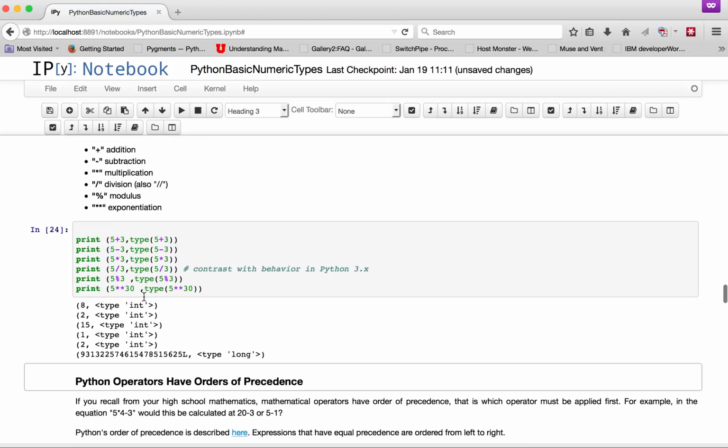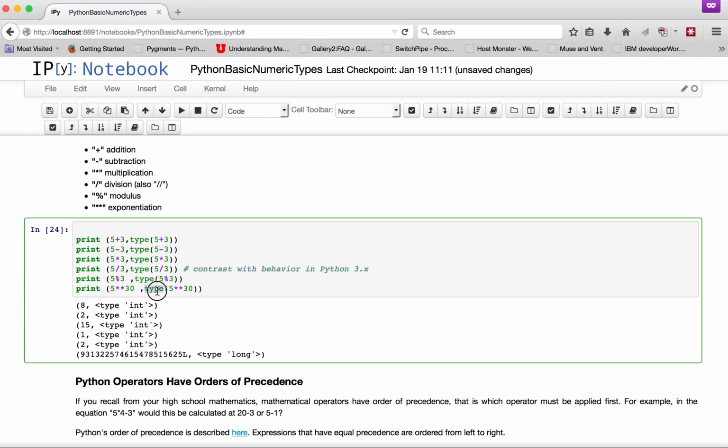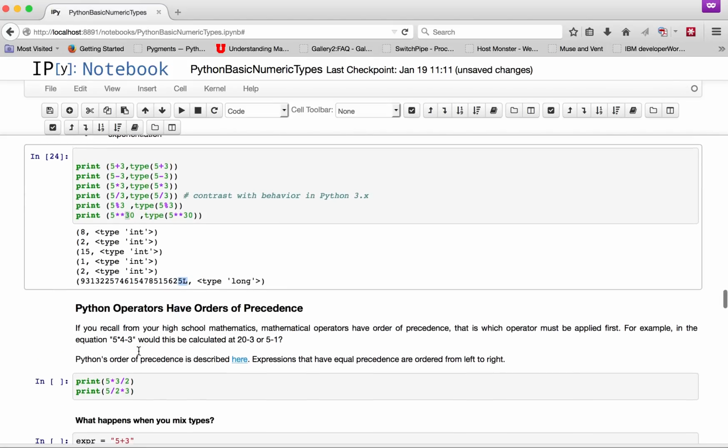All of these are to be expected, except for perhaps this last expression where I'm taking 5 raised to the power 30. Because this number is larger than what can be represented as an integer in Python, it's automatically upcast to a long integer. I started with an integer 5, raised it to an integer power 30, but I was returned a long integer, which you can see by the L as a suffix to the number.